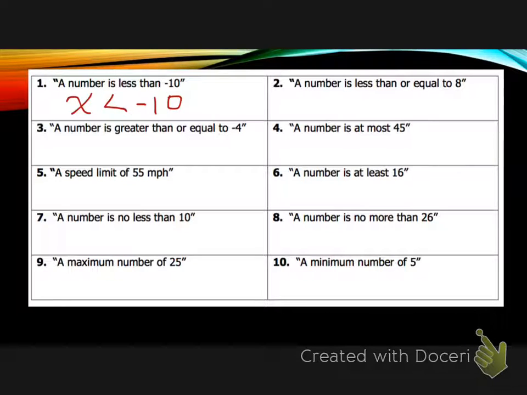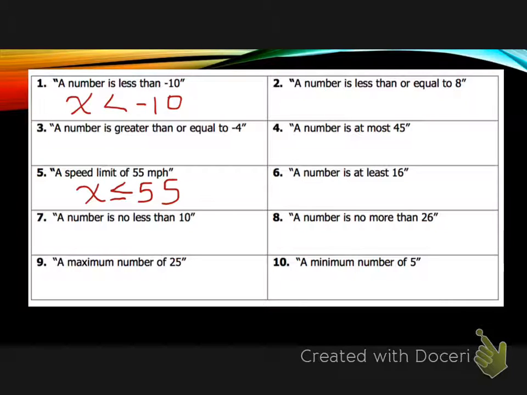Let's see, a speed limit of 55 miles an hour. So we'll use X as our speed limit. We know the number's 55. A speed limit of 55. So that means I should be going 55 or less. So can I go 55? Could it be equal to? Remember, if it can be equal to, you put the line underneath. So X is less than or equal to 55.